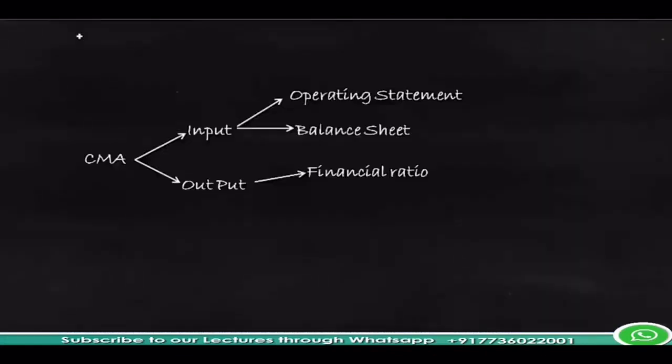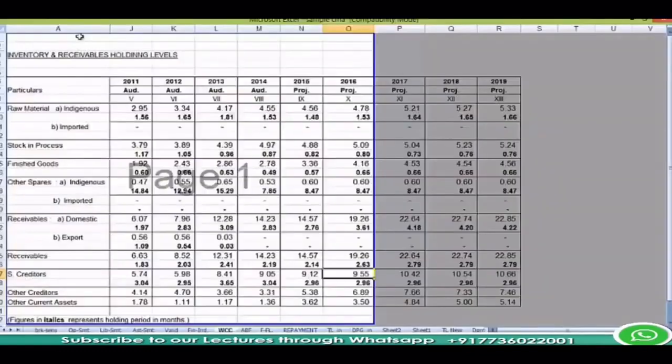The second output you would get would be the holding level sheet. This sheet basically talks about the levels of current assets and current liabilities maintained by the customers. So this is the holding level sheet. You will have it as WCC, that is working capital holding level sheet.